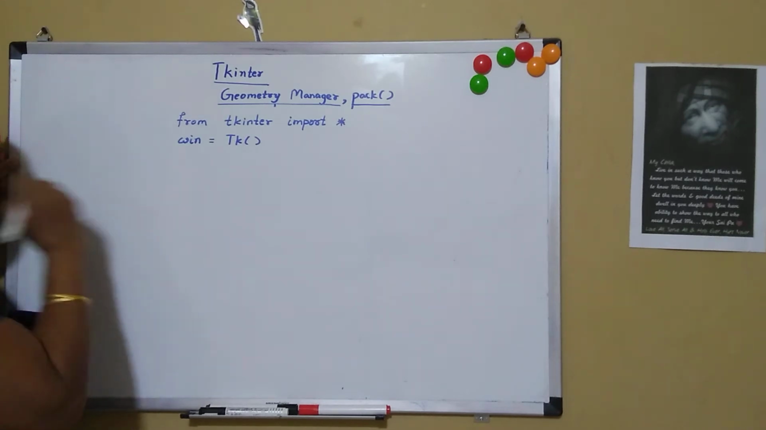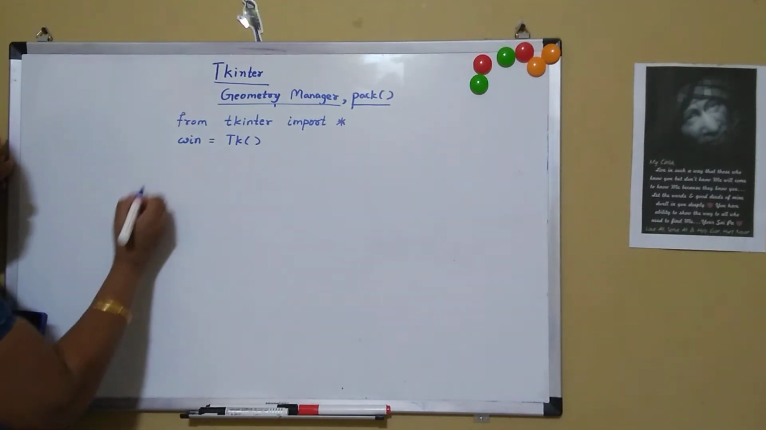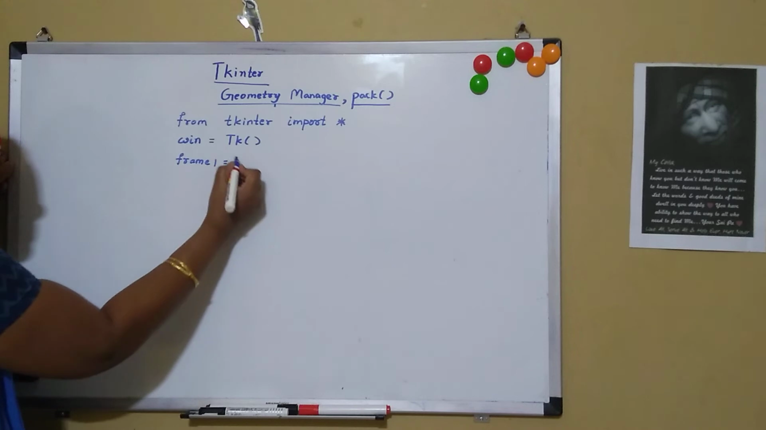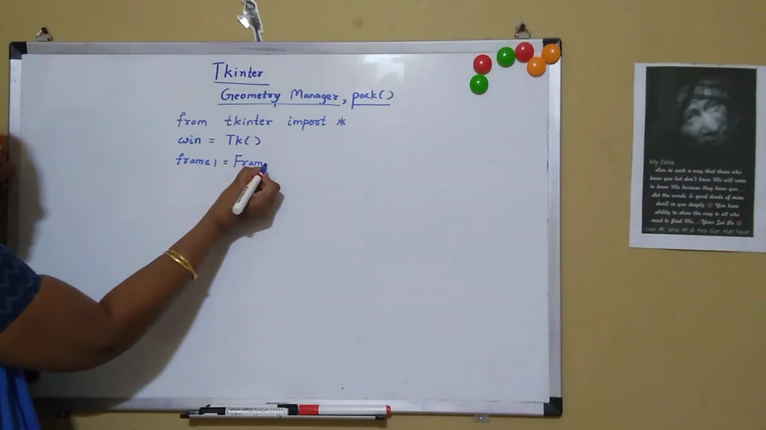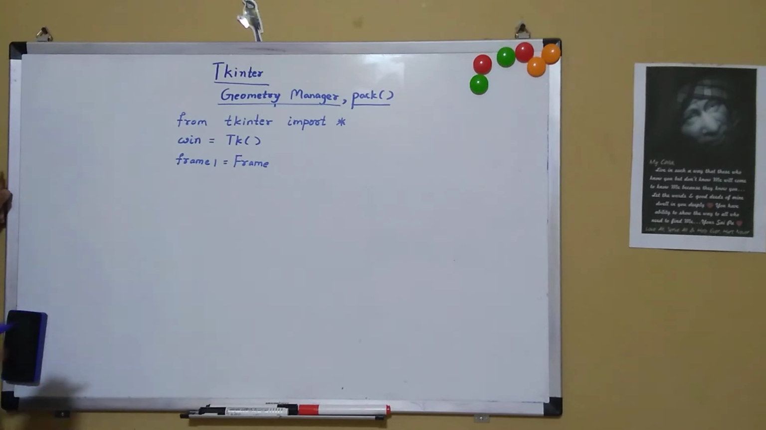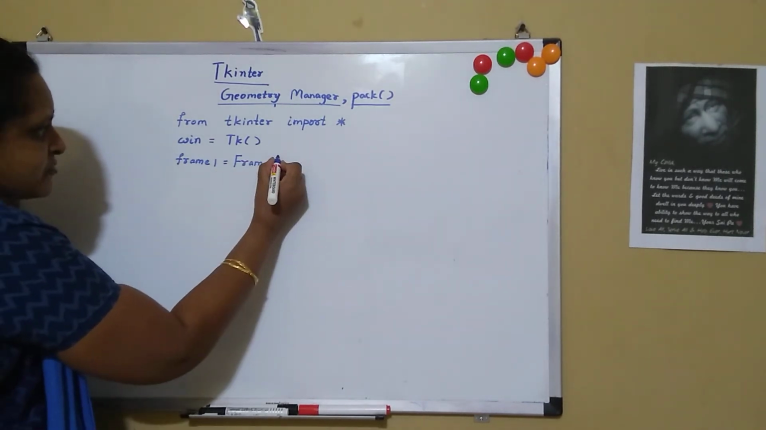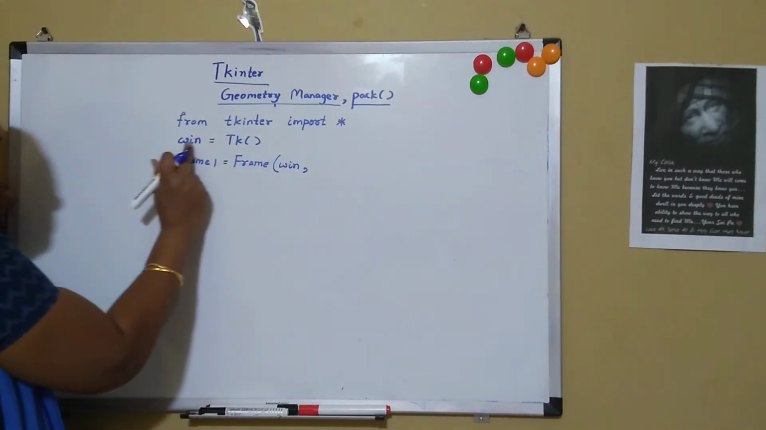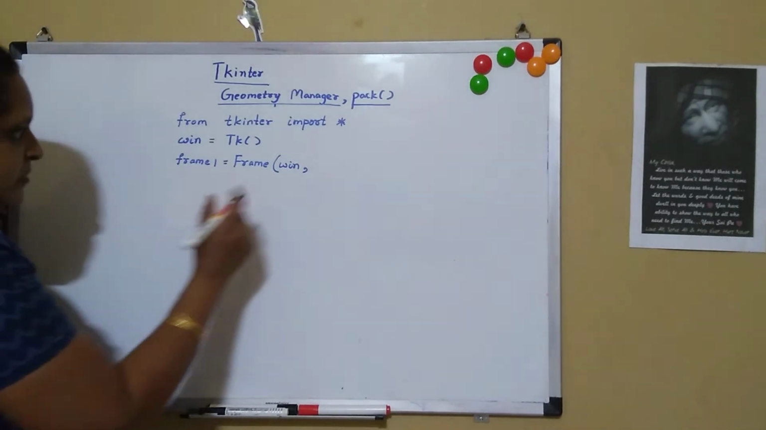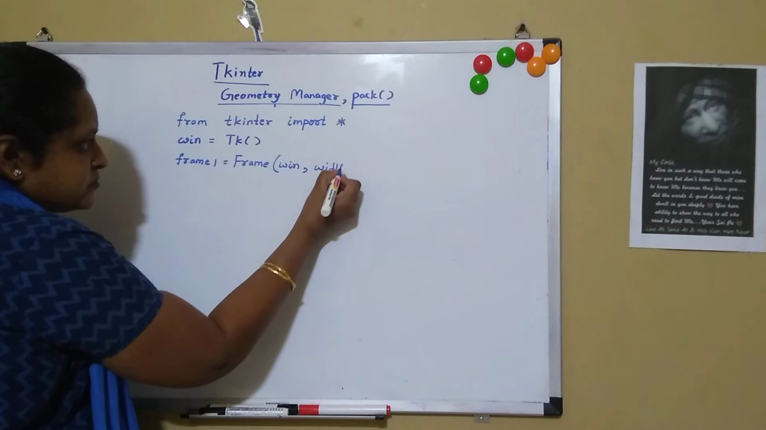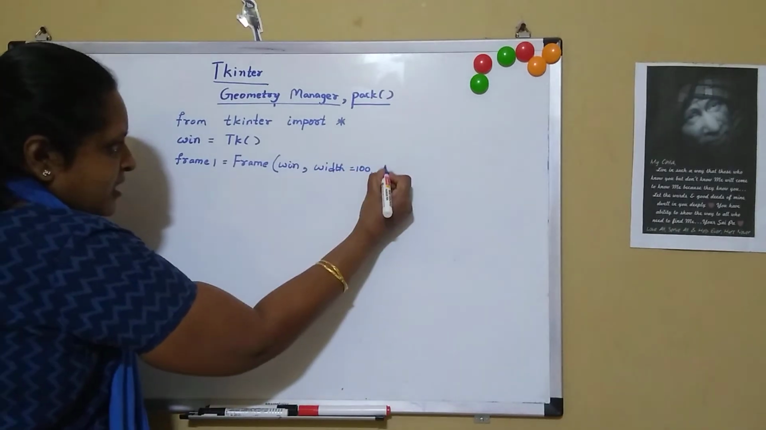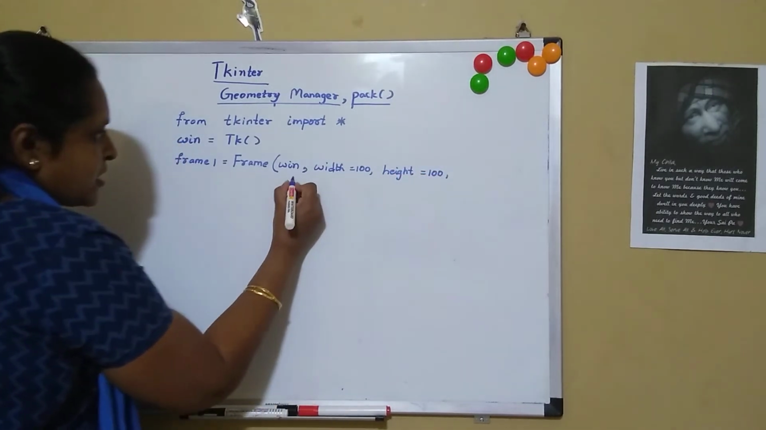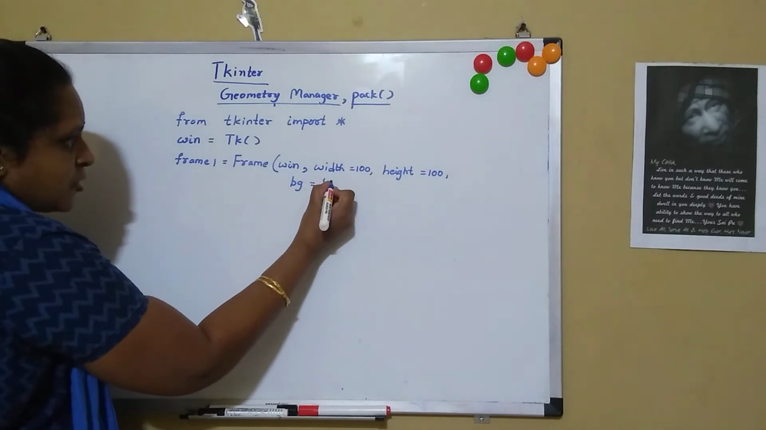And now let me create my widgets. Let me consider the frame widget. So frame 1, this logic I'll tell you in the consecutive session when we cover the frame widget. So as of now, I'm creating my frame widget, which I'll place in the main window. So I give win. So I'm placing it in the main window, and width equal to 100, height equal to 100, background color equal to red.